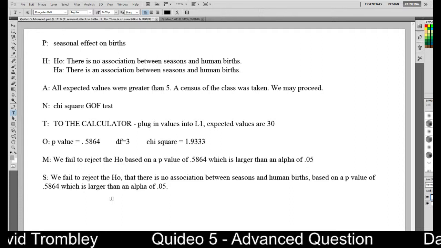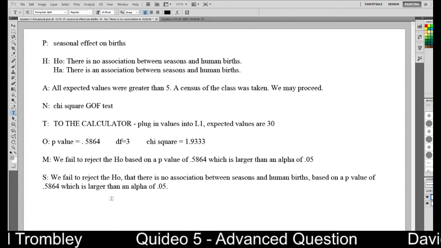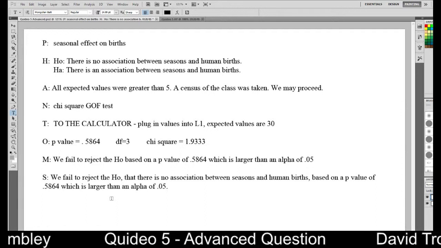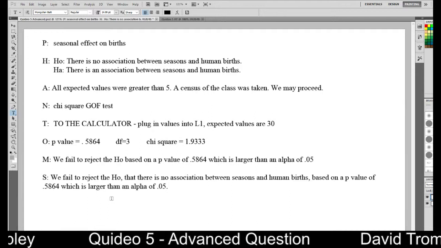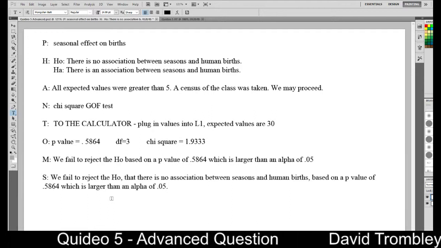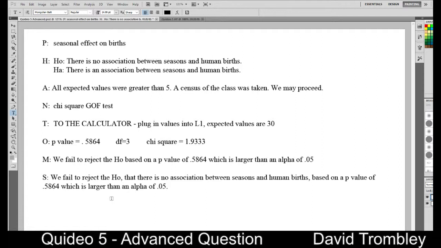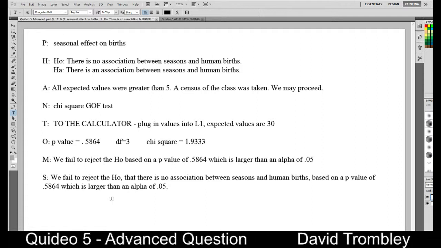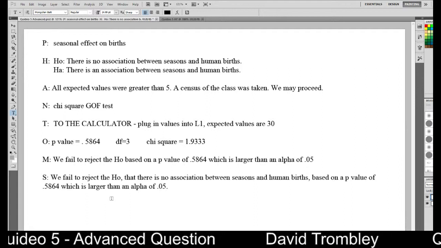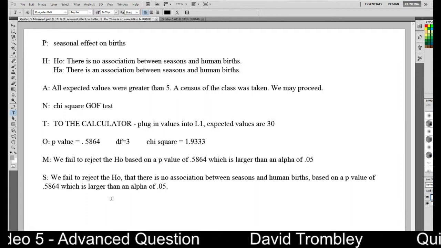So to obtain a p-value, we have a p-value of 0.5864, and then our degrees of freedom was 3 because we had 4 different categories, and then minus 1 gave us 3. And then our chi-square, which is what it asked for in part B, was 1.9333.